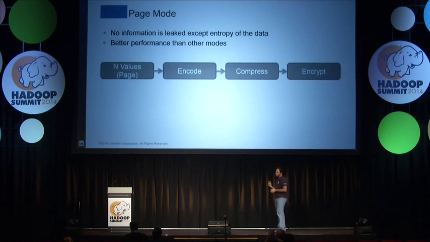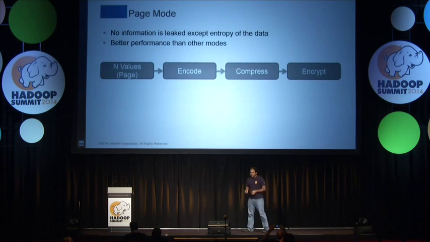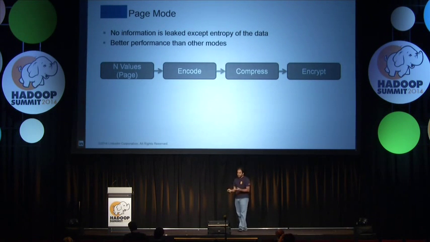The way it happens in Parquet is you take n values that constitute a page, then you do the encoding, which Parquet has many of, and you do compression, then you encrypt it. So people who see this page mode without the decryption keys don't get anything out of it, no information is leaked. Then the next one is the hybrid mode.